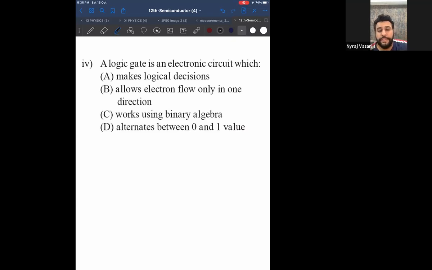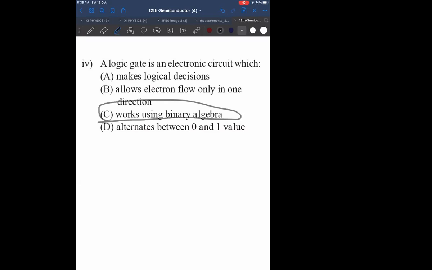Any answer for this? Okay. A logic gate is an electronic circuit which makes logical decisions, allows electron, works using binary algebra, alternates between 0 and 1. Answer is it works using binary algebra. Yes. It's a direct answer again because it works only on 0 and 1. Therefore, make a note. Answer is C.